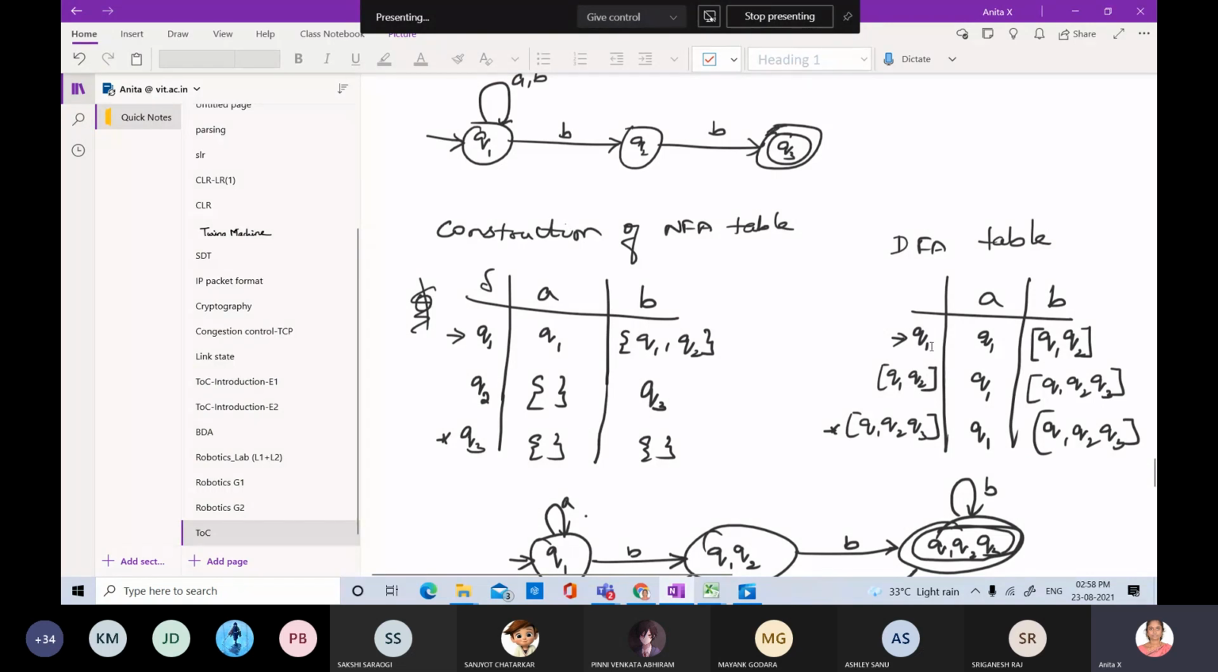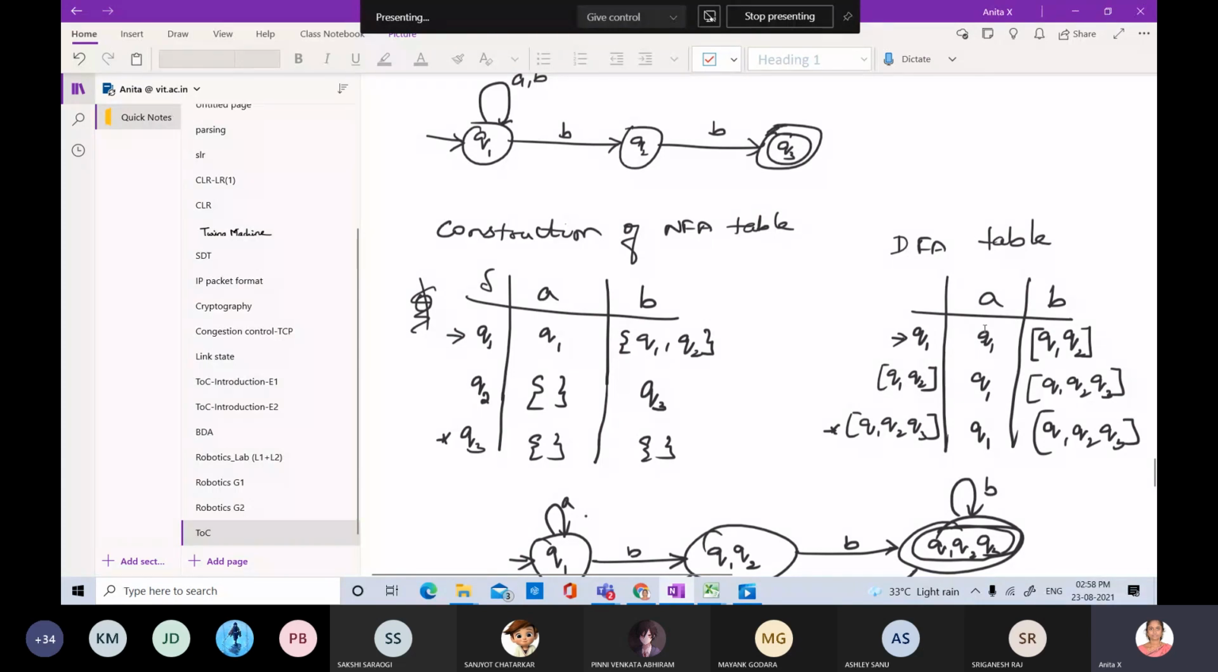From Q1, for input symbol A, I'm having a transition to Q1. For input symbol B, I'm having a transition to Q1 and Q2, right? Here I cannot go for a transition to two different states, so I'm going to give a new name to that particular state, that is Q1, Q2. This is going to be a new state. The next state is not going to be Q2. Instead, the states that are reachable from this state are going to be noted down first, marked first, right?